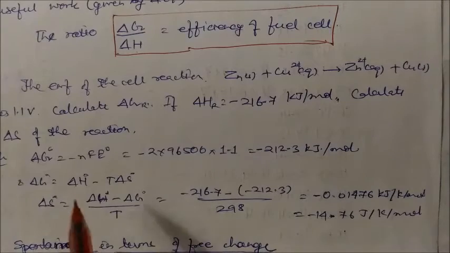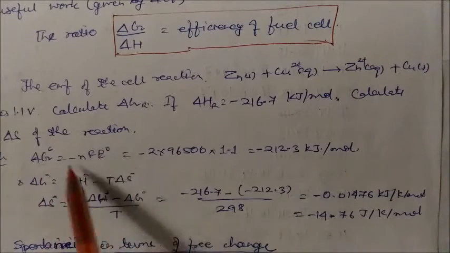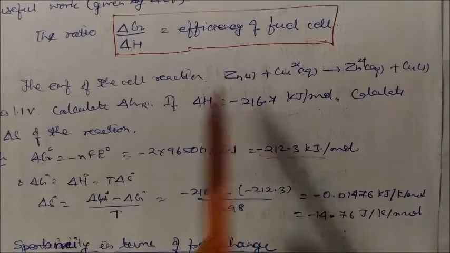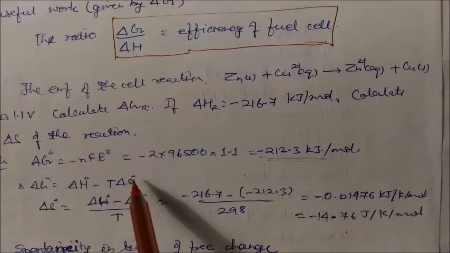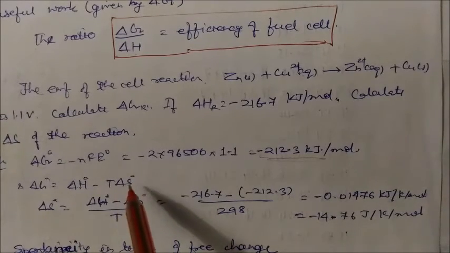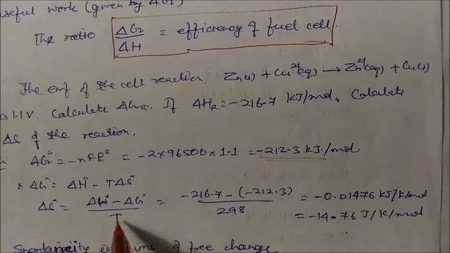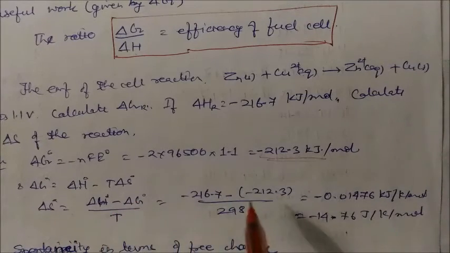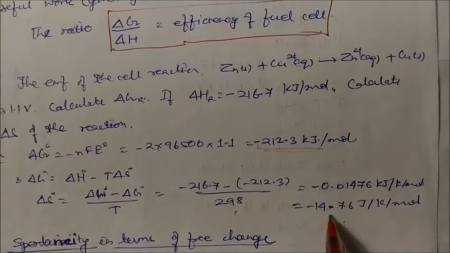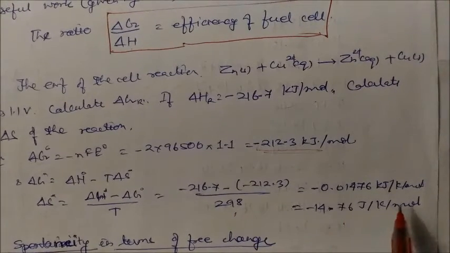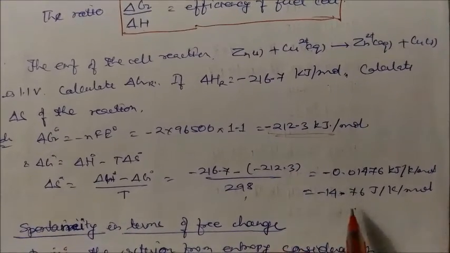So what is delta S? Delta G naught is given by the formula minus nFE, from this we can find out the free energy of the reaction. And free energy is nothing but delta H naught minus T delta S naught. So from here we have to find delta S naught. This will be delta H minus delta G upon T. Substituting the values, delta G we know, delta H we know, and T we know, we will get the answer minus 14.76 joule per Kelvin per mole. So this is the change in entropy. This change in entropy is negative, it has decreased.